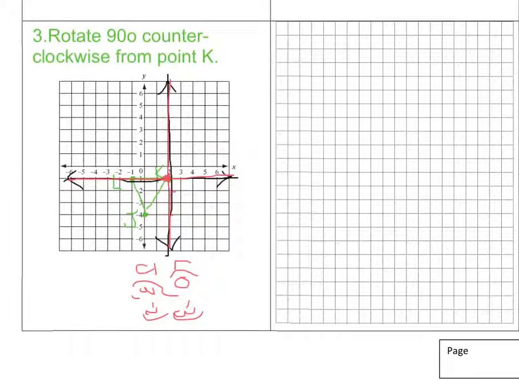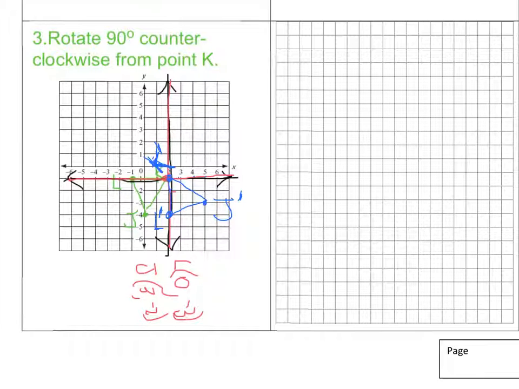So K prime is still in the same spot as where K was. L is 0, 1, 2, -3. So that's L prime. And J is 1, 2, 3, -2. There is J prime. A lot of rotating your paper that you're going to need to do. But there you have it.